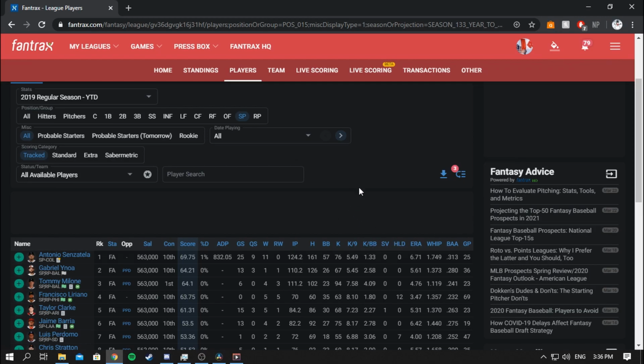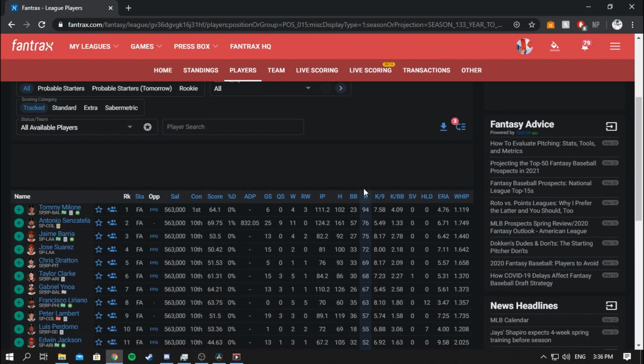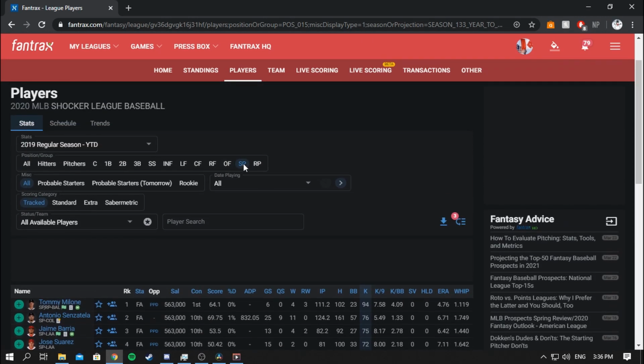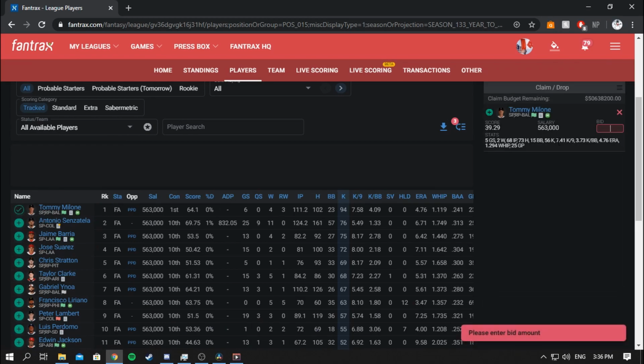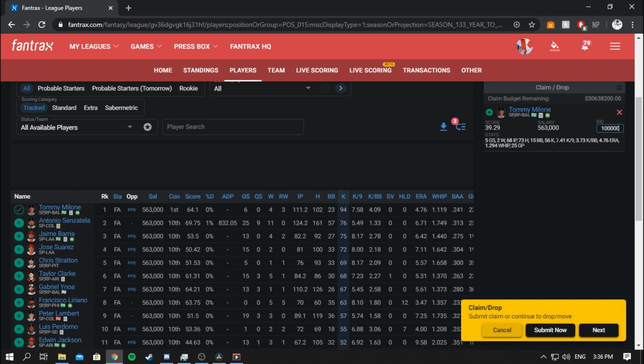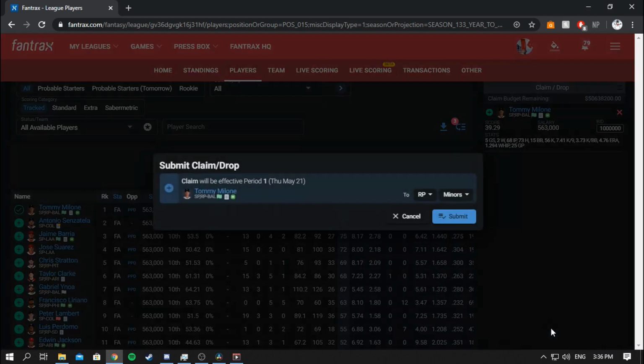But if you want to sort them, like I want a pitcher who gets a lot of strikeouts, starting pitchers from last year who got the most strikeouts. Tommy Milone. Okay, I'll add him on there again. $1 million is the minimum in this league. Submit now.